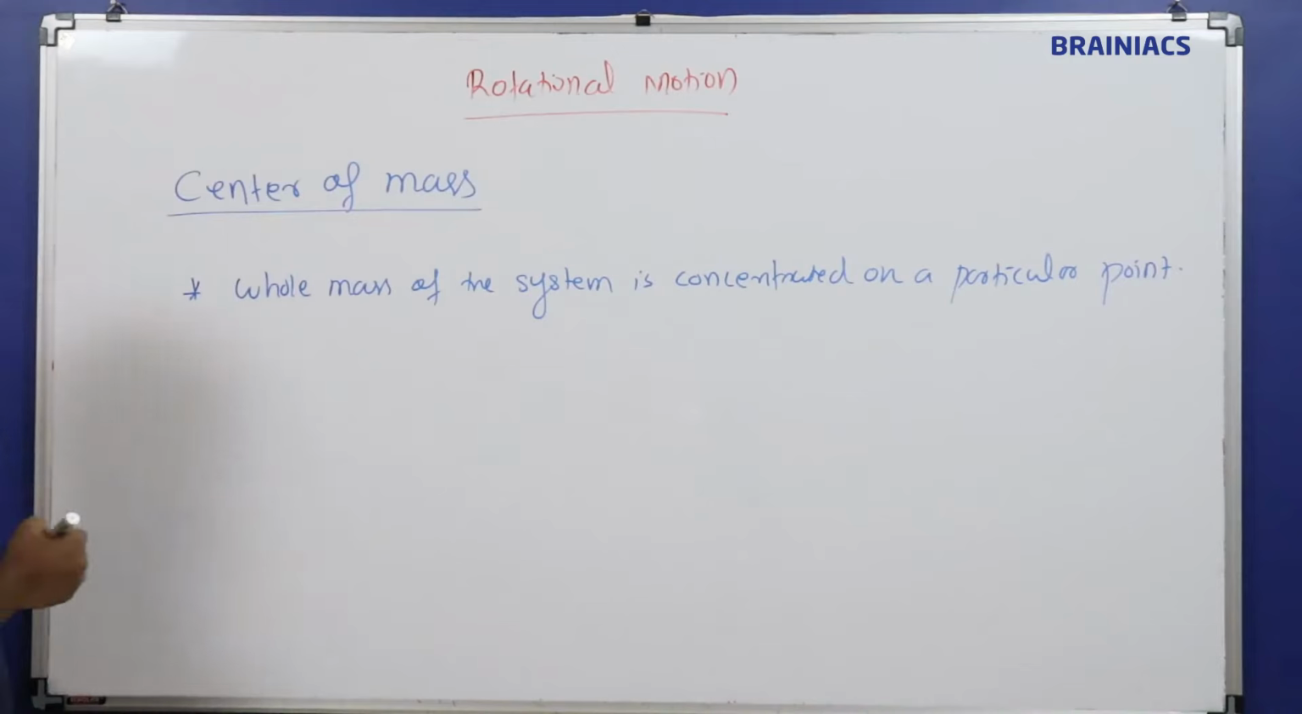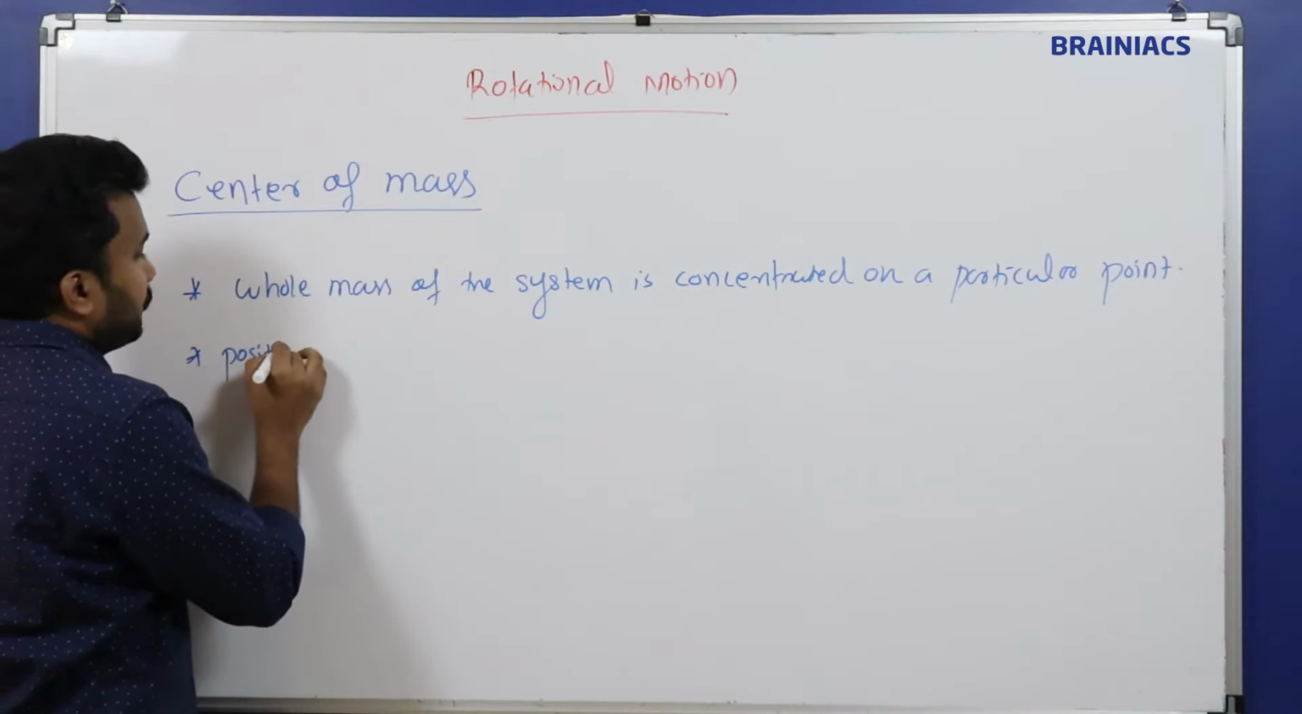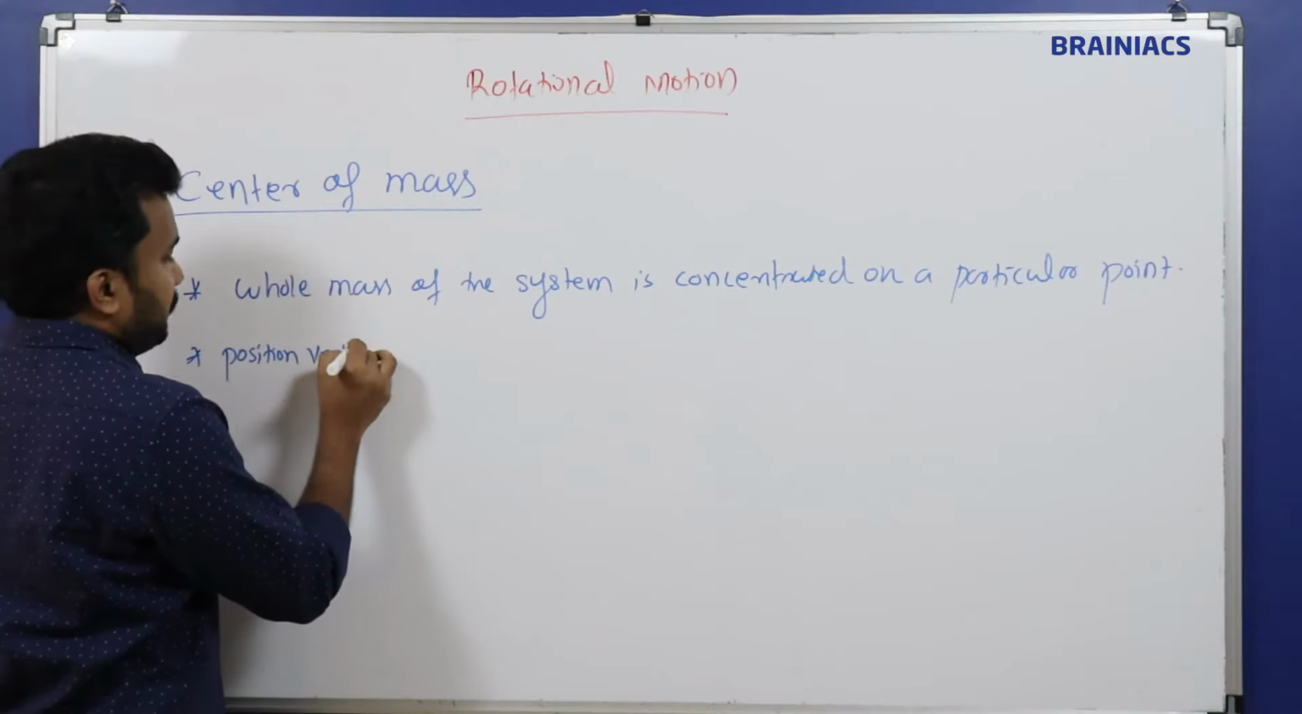Okay, so in physics we have to learn one concept called the position vector. What is called a position vector?